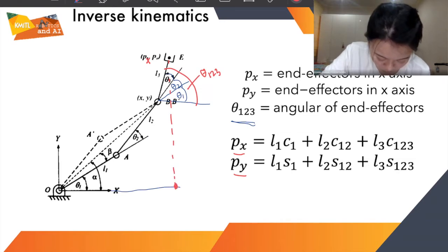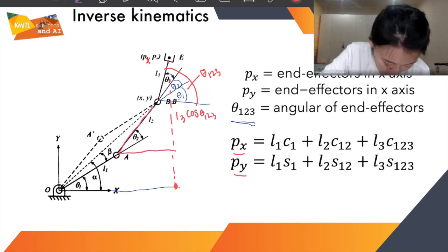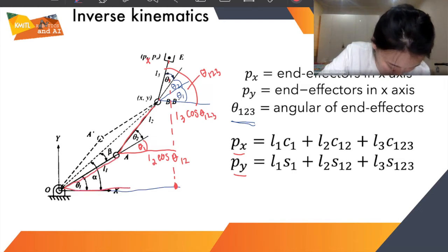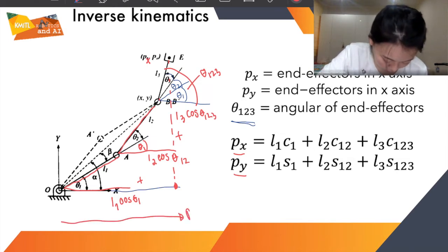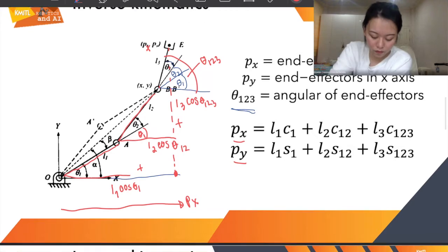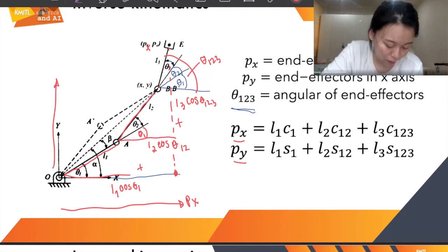Here, you can see that L3 in the x-axis is L3 multiplied by cos theta 1, 2, 3, and L2 in the x-axis is L2 cos theta 1, 2, and L1 in the x-axis is L1 cos theta 1. So if we add everything together, we will get this Px. And Py is similar but in the y-axis.